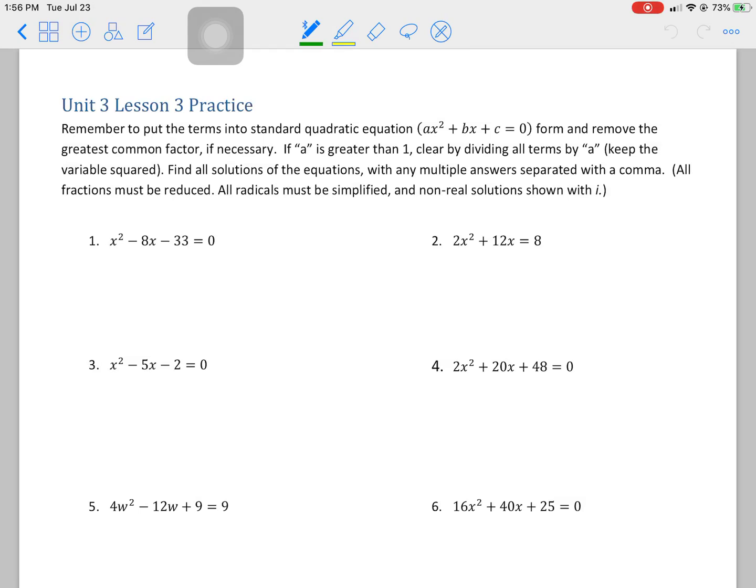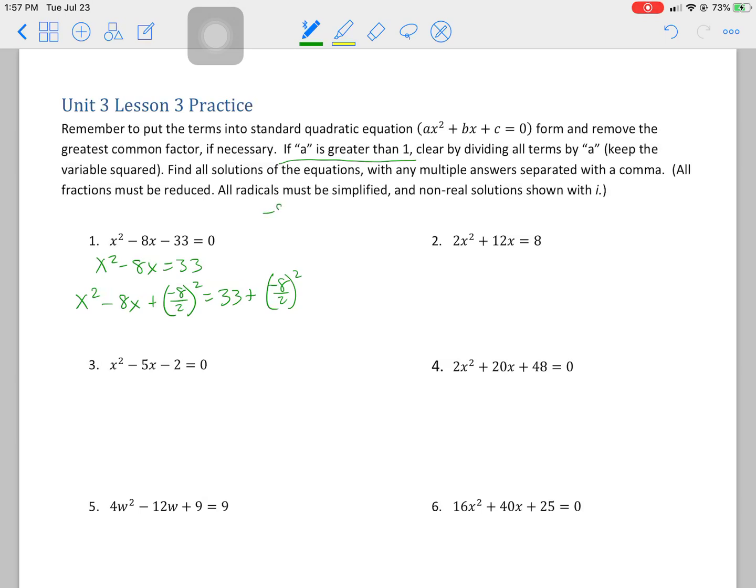So here's a quadratic in the proper order. My x squared is first, then my x term, then my constant term, and it equals 0, okay? It says if a is greater than 1, clear by dividing by that to reduce away the a. So this one I don't have to do that for. My first step is to move the 33 to the other side. And then I'm going to take my b, which is an even number here, and put it over 2, squared, equals 33. And whatever I put over here, I'm going to put over here, okay?